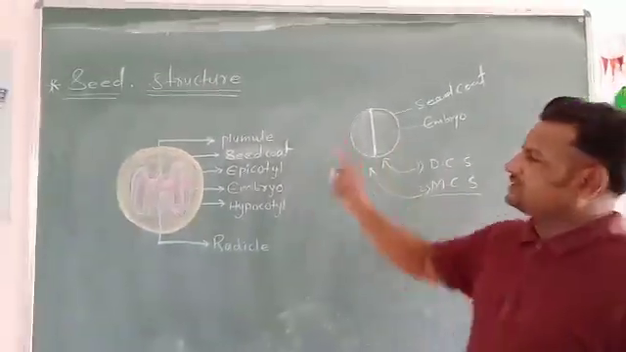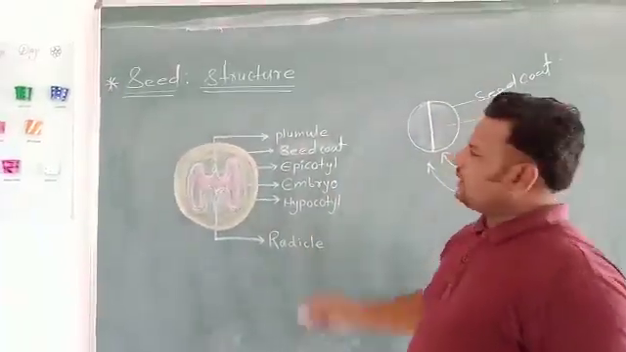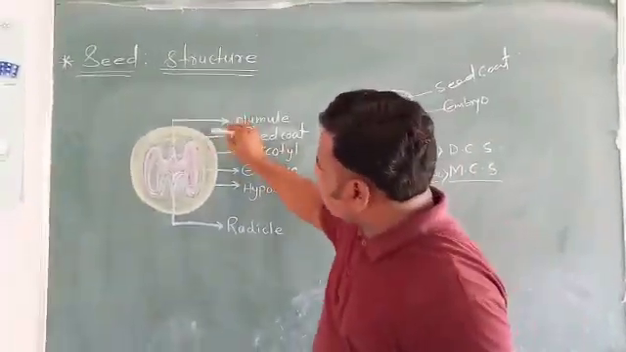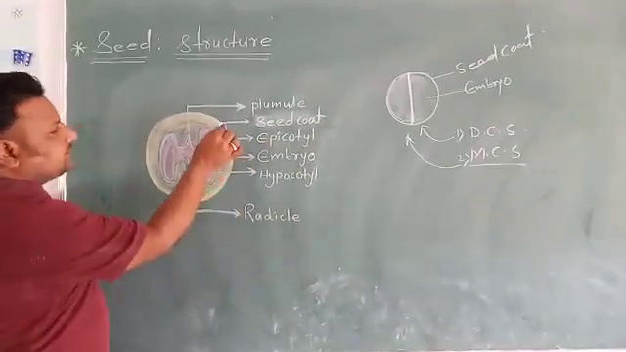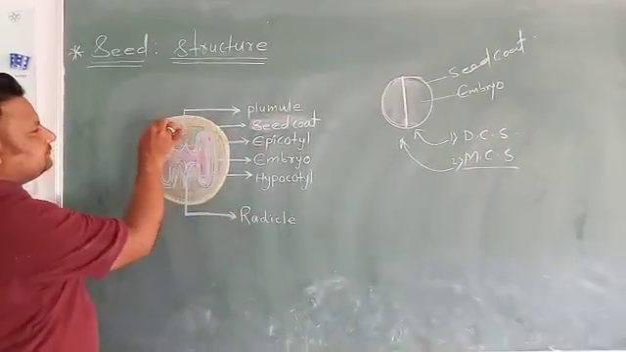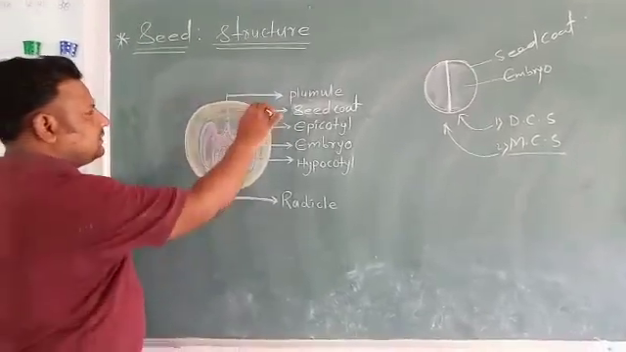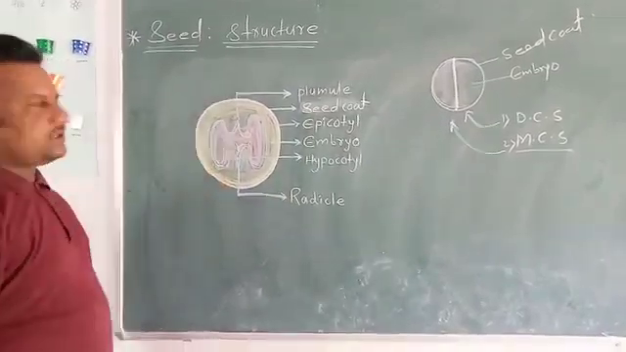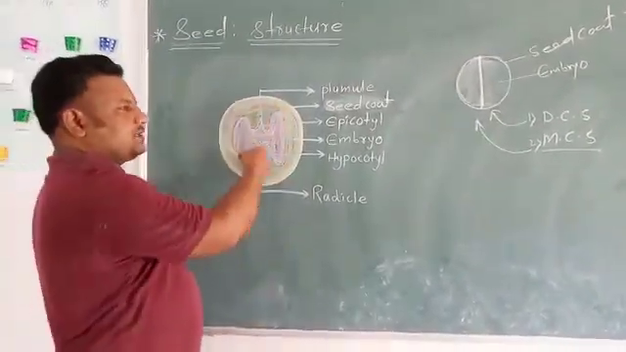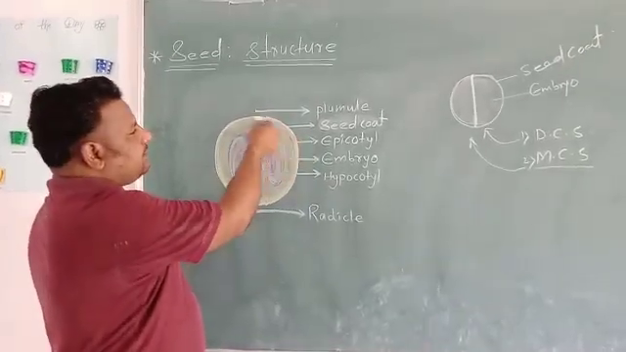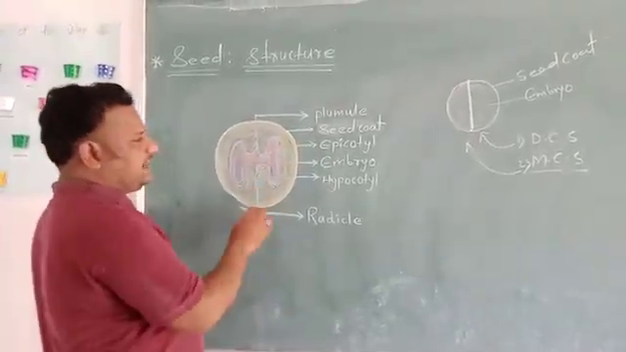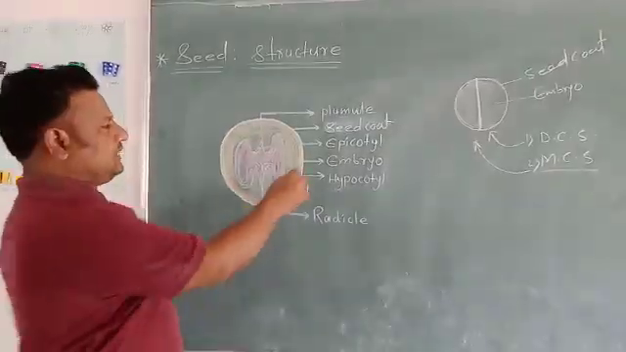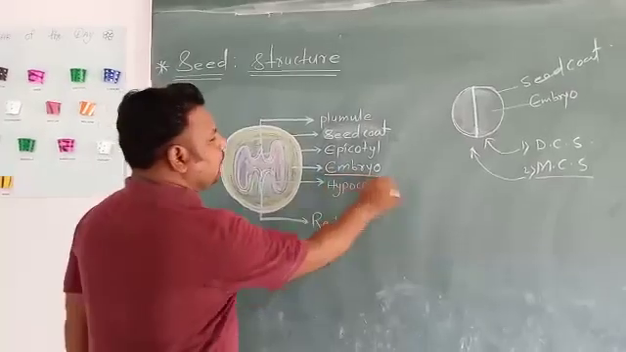See here, the detailed structure of the seed is given. Now, this is the seed coat I showed you. You can see the seed coat here. This is the seed coat, the outer portion, the external part of a seed. Inside it is the embryo. This complete part is the embryo. You can see it is labeled embryo.